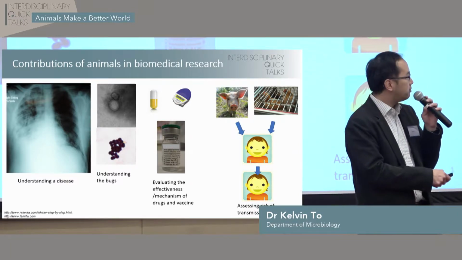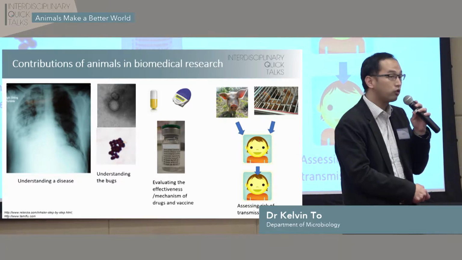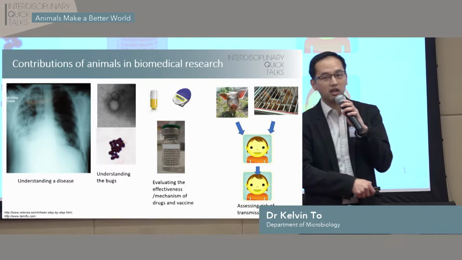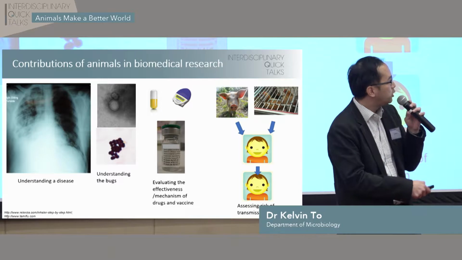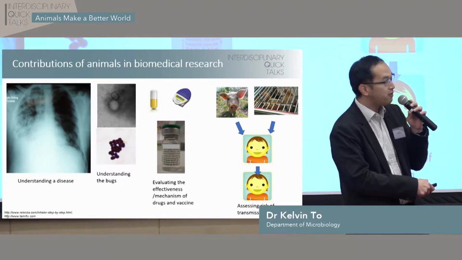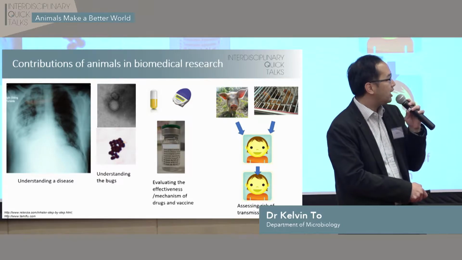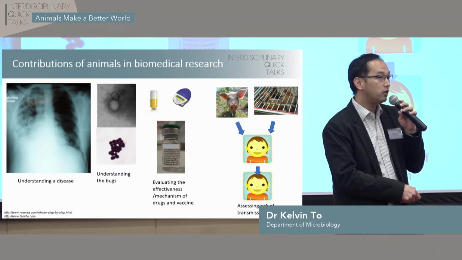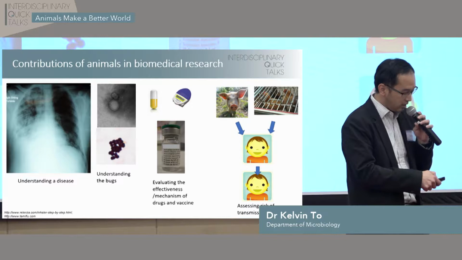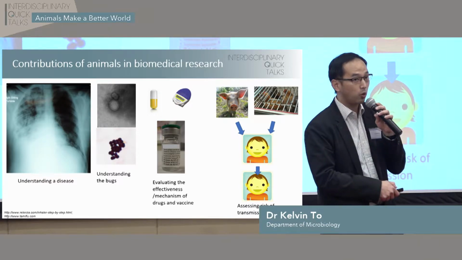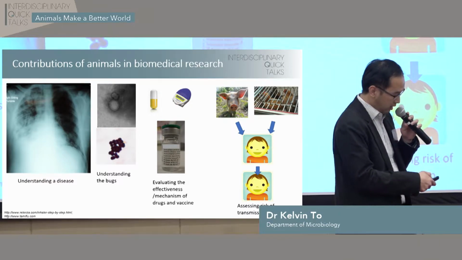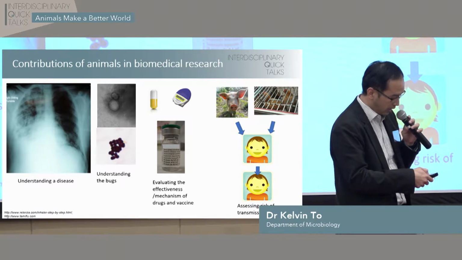And finally, some groups actually do transmission studies. They will look at how, for example, the avian influenza or the swine flu is transmissible to humans. What is the risk? And also, what is the risk of human-to-human transmission? So all these are very important biomedical questions that animal research can contribute to.